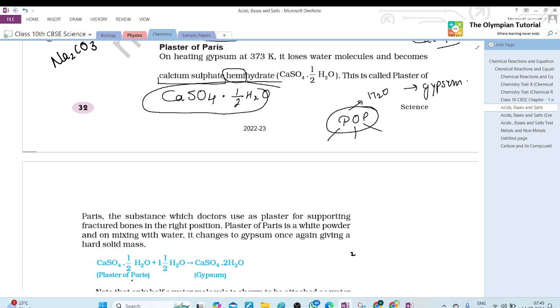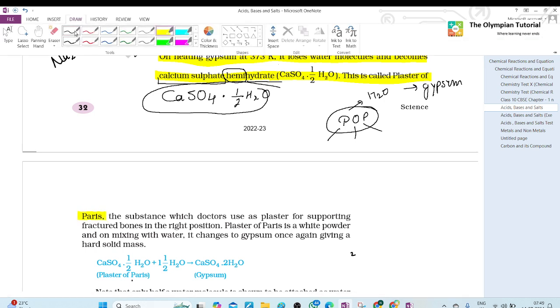Students, you have to write water of crystallization. After that, you will write three examples: copper sulfate 5H2O, washing soda 10H2O, gypsum 2H2O. After that, you will write the heading plaster of Paris. After writing the heading, you will write: on heating gypsum at 373 Kelvin, it loses water molecules and becomes calcium sulfate hemihydrate. This is called plaster of Paris. After that, you will write the heading uses.